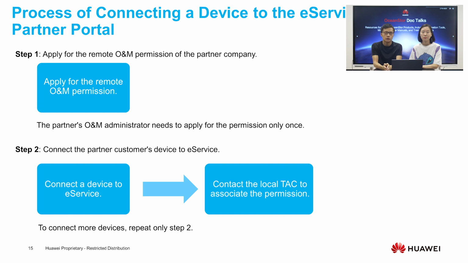After applying for the permission, the partner engineer can configure customer's device and connect the device to eService. After the connection is complete, contact the local TAC to associate the permission. Then the partner can view the device information on the eService Partner Portal and can perform remote O&M operations. If more devices need to be connected, you do not need to apply for the permission again. You can directly connect them to eService.